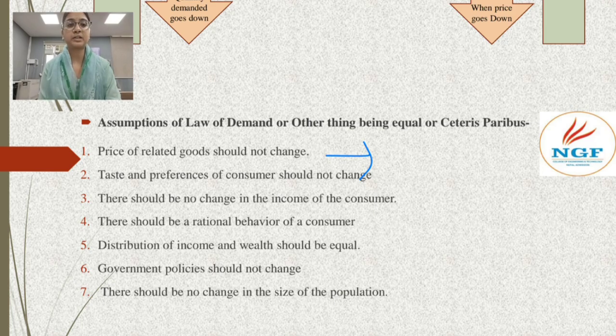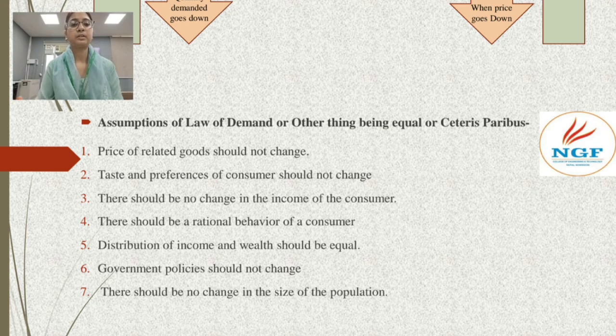Second is that taste and preference of the consumer should not change. Taste and preference means if today I like to drink tea, then in future I will also like to drink tea. I will not go for the coffee in future. Then third, there should be no change in the income of the consumer. As we said earlier, if the income of the consumer today is rupees 1000, then the income of that consumer in future will also be rupees 1000. No changes in this, no increment, no decrement. It will be fixed at rupees 1000 only.